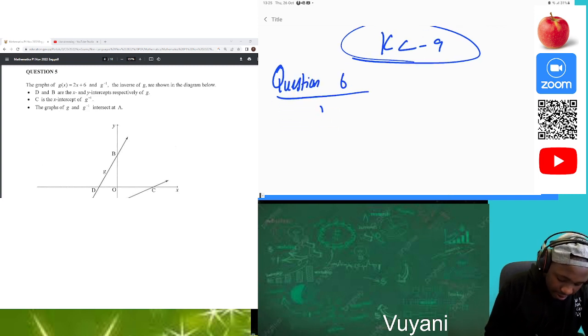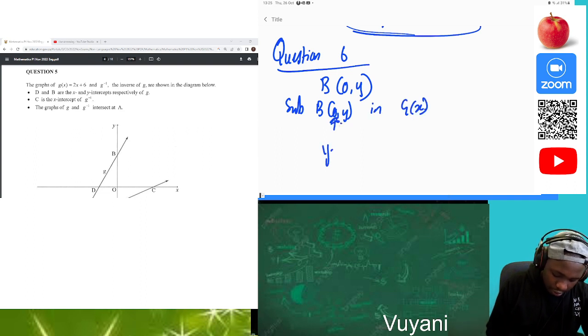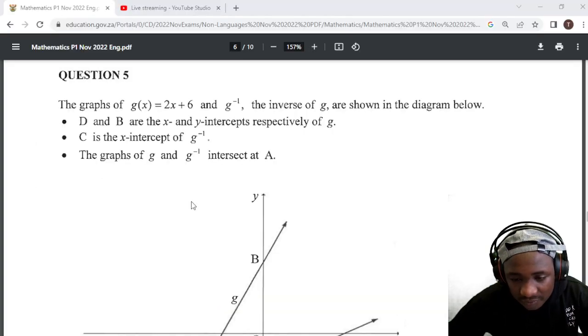So B, we already said that B is (0, y) because it is the y-intercept, so we substitute x equals 0 in g of x. Where there's x, we put 0, so y will be 2 times 0 plus 6, then we get 6. So therefore the coordinates of B will be (0, 6). This is easy, guys, we don't have to waste time on that.